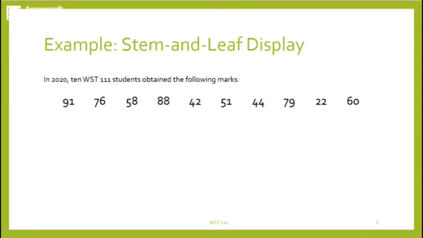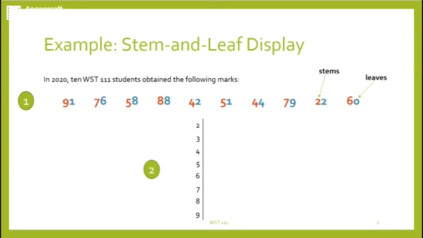Let us look at an example. In 2020, 10 WST 111 students obtained the following marks. So, there are 10 marks that were obtained by students for WST 111. Step 1 involves picking the stems and the leaves. If we pick the 10th digit to be the stems, that is indicated in red, and then the 1st digit as leaves, that is indicated in blue.